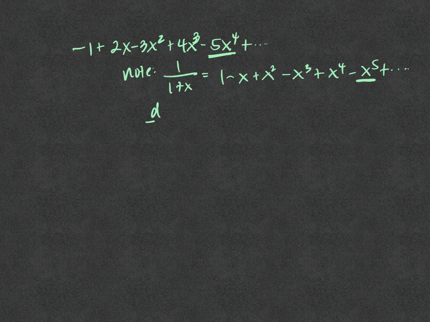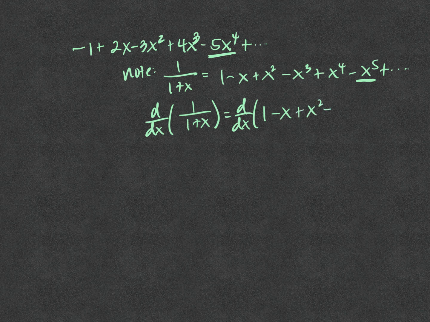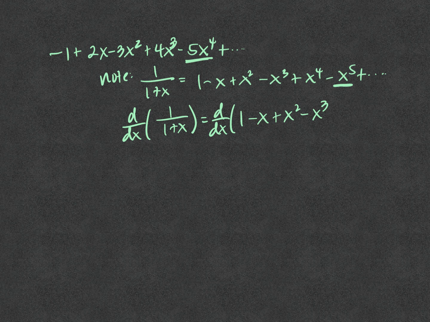So what we're going to do is work off of our note and end up with the original problem. When you're working with derivatives, that's kind of the way you want to go with it. So we're going to take the derivative of this side, and we're going to take the derivative of this side: 1 minus x plus x squared minus x to the third plus x to the fourth minus x to the fifth plus dot, dot, dot.